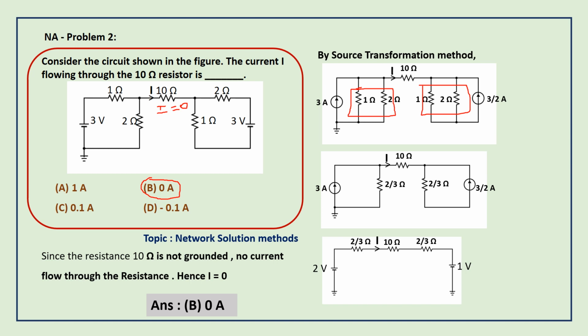So again we have no return path. This is an open path, not a closed path. So here also I equals 0. By observing the circuit itself, we can find the current equal to 0. If we use the source transformation method also, the answer of the current will finally be equal to 0 amps only. So option B is the correct one. I equals 0 amps.